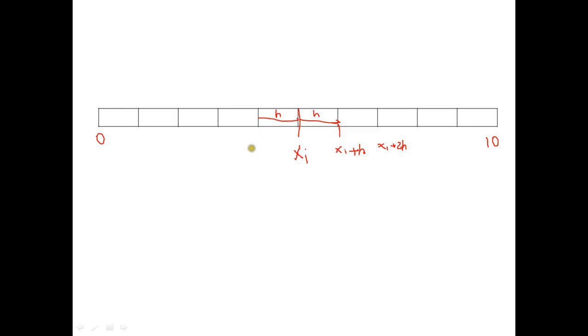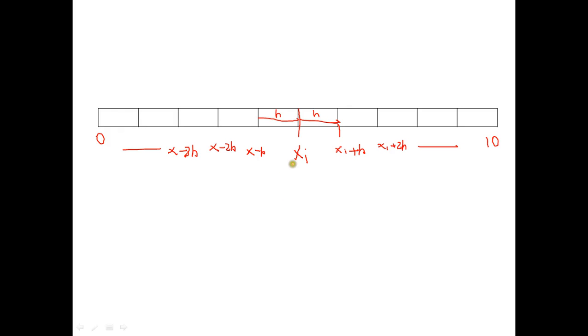And similarly we can get, this is x minus h. Similarly we will get x minus 2h here, and we will get x minus 3h here, and so on, right? And so on, we'll get this and we'll get this. So this is the way how we can discretize this. So this is the grid concept, right? I think you have understood this.